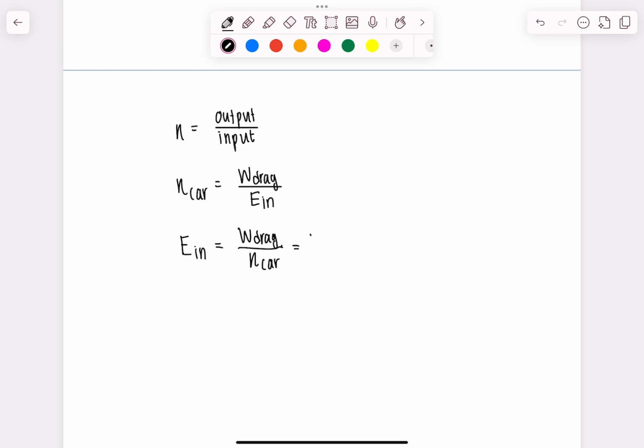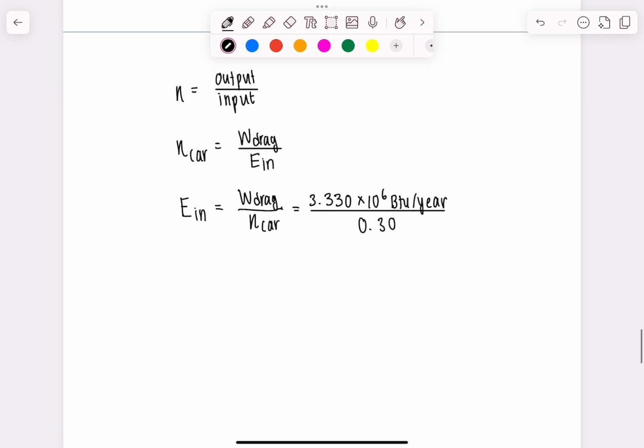And that's going to be equal to 3.330 times 10^6 BTU per year over 0.3. And that's going to equal 1.110 times 10^7 BTU per year. So that is our required energy input for the year just due to drag, not overall.